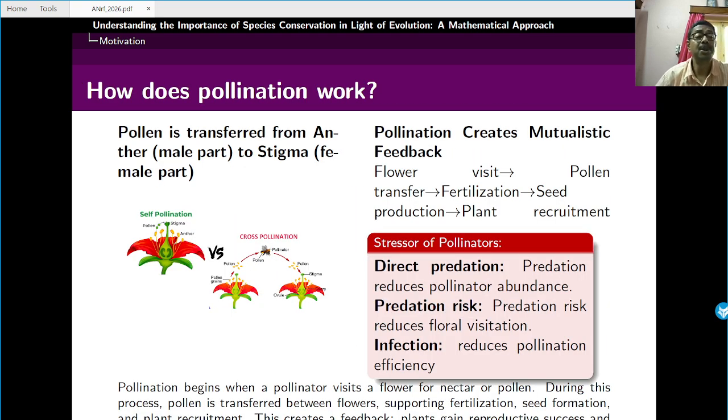There are two kinds of pollination: one is self-pollination and the other is cross-pollination. And these are the stressors of pollinators: direct predation and predation risk. Predation risk reduces floral visitation, and infection reduces pollination efficiency.